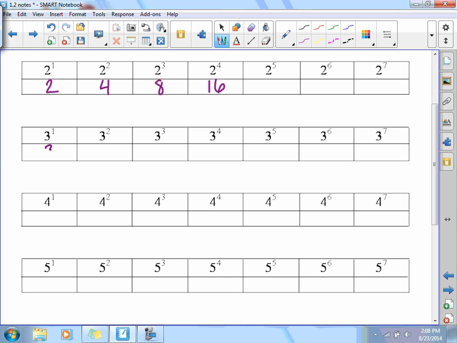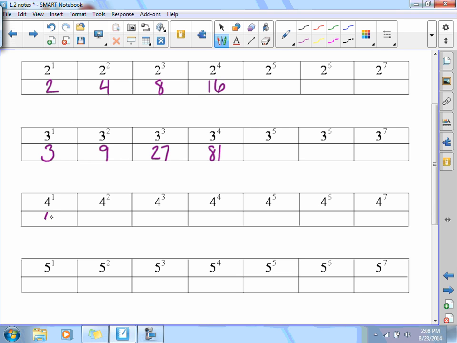And again, 3 to the first power is just 3. 2 squared should get you 9. 3 to the third is going to be 27. 3 to the fourth is 81. And just for the sake of time, I'm not going to do the rest.